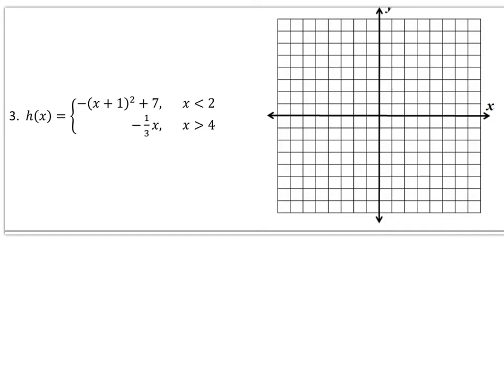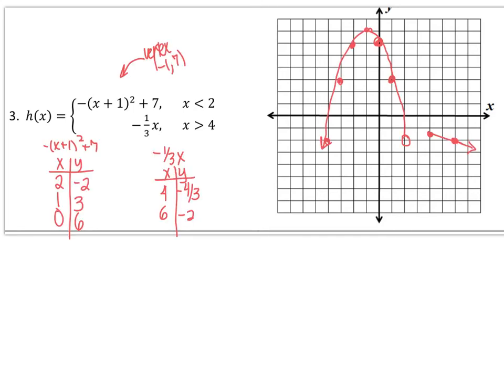So this is the next one. You'll hit pause on the video and see if you can do it, and then come back to the video and see if your graph looks like this one. Okay, so here we go with this one.